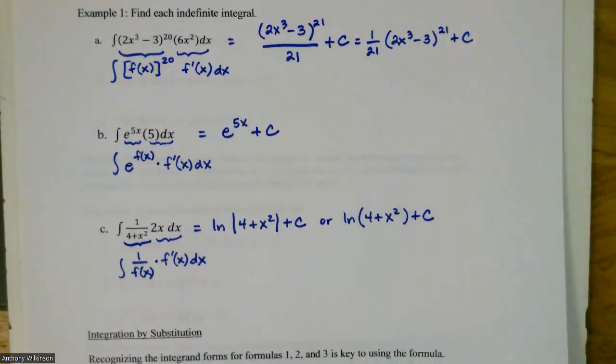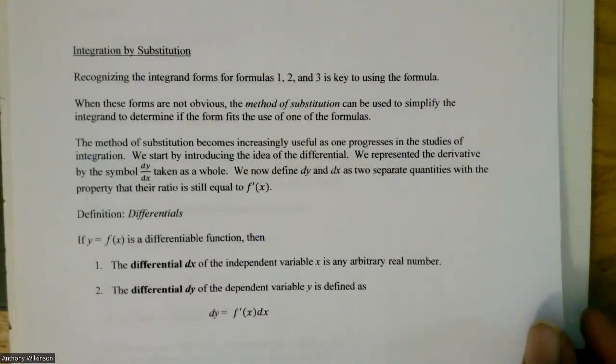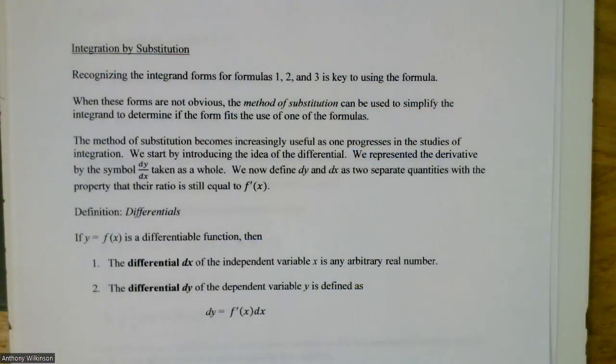All right, so now let's talk about integration by substitution. Recognizing the integrand forms for formulas 1, 2, and 3 is key to using the formula. But when these forms are not obvious, the method of substitution can be used to simplify the integrand to determine if the form fits the use of one of the formulas. Okay, so the method of substitution becomes increasingly useful as one progresses in the studies of integration.